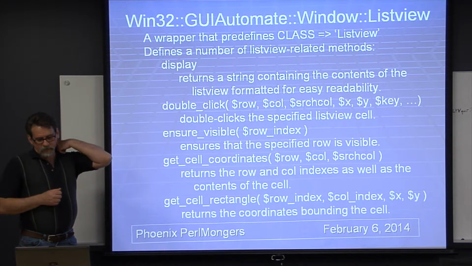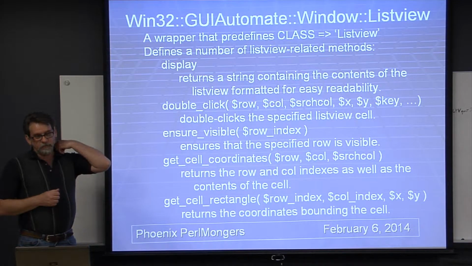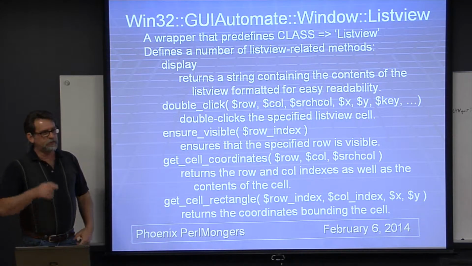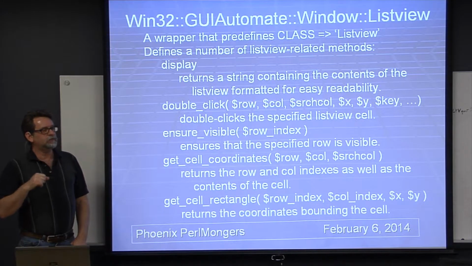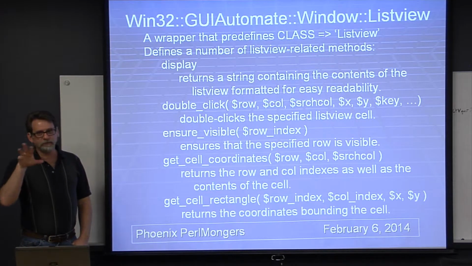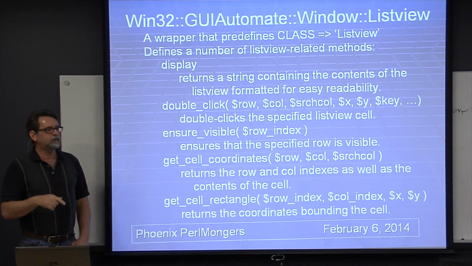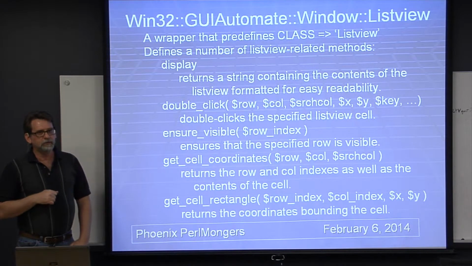But this defines a number of list view related methods that are specific to the list view. So display will actually read every single cell in the list view as well as the headers, and then print out, or it returns a string that you can print out that produces a nice human readable image of whatever GUIAutomate sees in that list view.